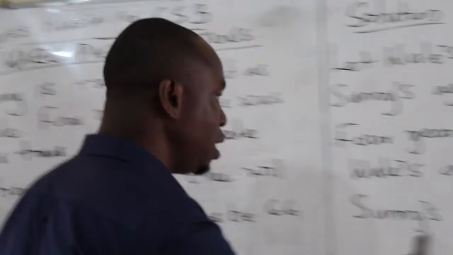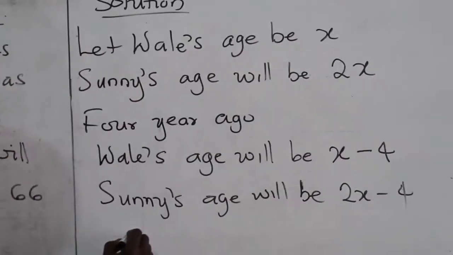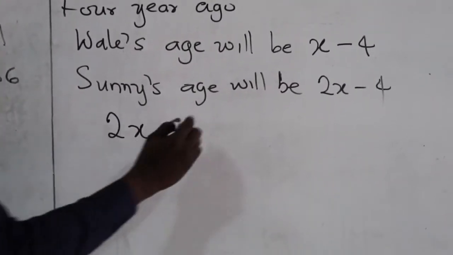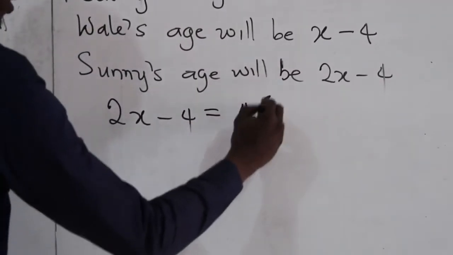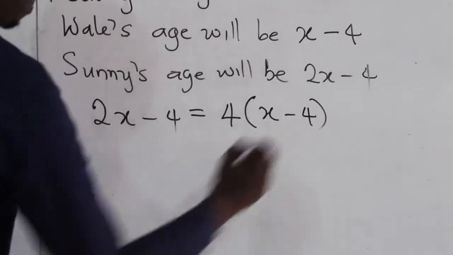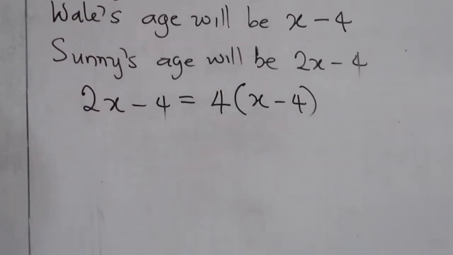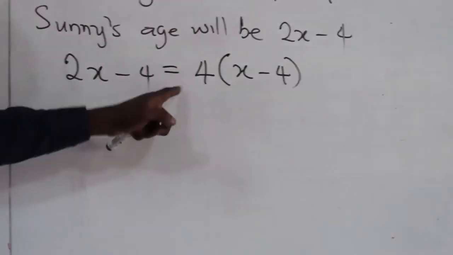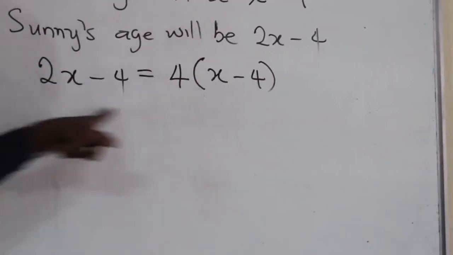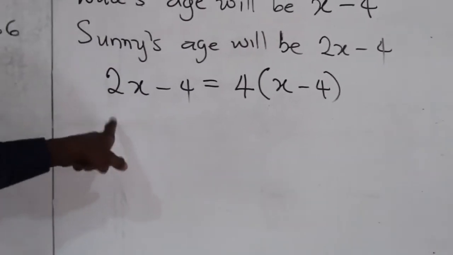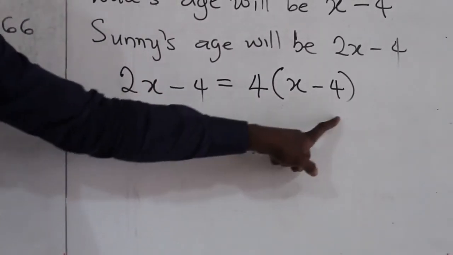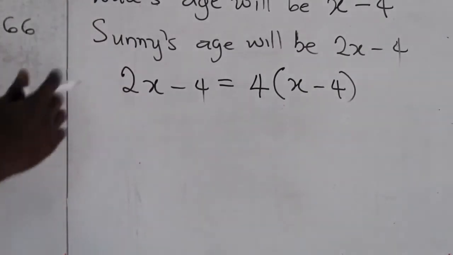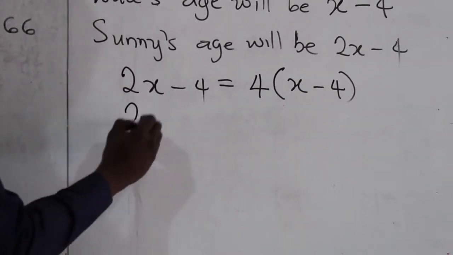So in order to write this expression in an equation, I'll say 2x minus 4, which represents Sonny's age, is equal to 4 times Wally's age, x minus 4. I put that in brackets because to multiply a binomial by a variable, you have to put it in brackets so that the 4 affects this one. I believe from here any math student can relate. You can as well remove the bracket from this one and take like terms as the case may be so that you can get the value of x. So I'm going to do that straight ahead.